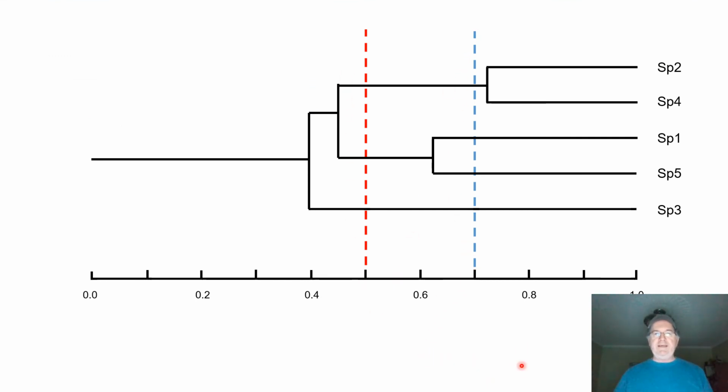So we would say that species 2 and species 4 should be in the same genus because they're more than 70% similar. Species 1, species 5, and species 3 should each be in separate genera. But species 2 through species 5 should all be, let me make sure I got this right.